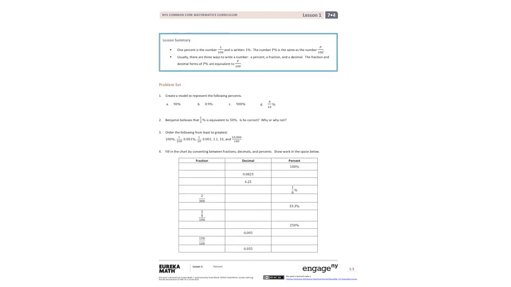So for lesson 1 today, we need to know that the number 1 over 100 is written as 1%. The number p% is the same as the number p over 100. And usually there are 3 ways to write a number: as a percent, a fraction, and a decimal. The fraction and decimal forms of p% are equivalent to p over 100.